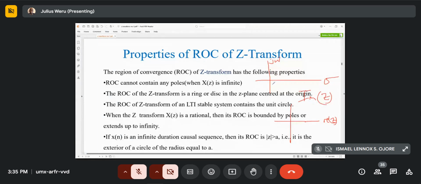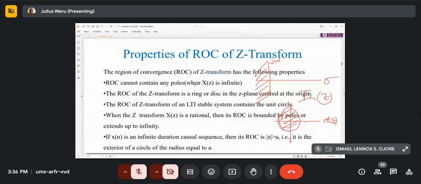Whatever is on this side is equivalent to this area, which is bounded by this circle of radius 1. So as you say, when you talk of the ROC, it cannot contain any poles.